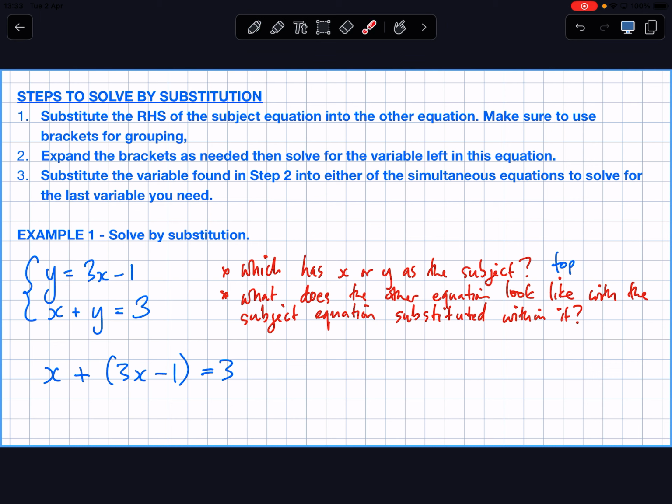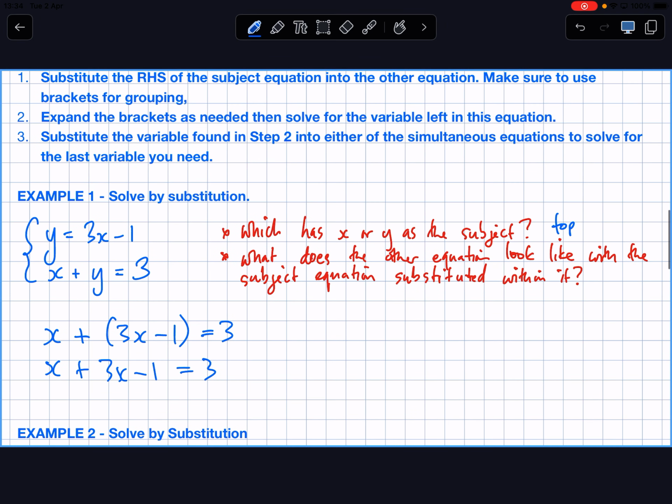The brackets don't do anything here, but it's important to use brackets for grouping, because if there was a minus sign there, that would stuff everything up, okay? So always use brackets for grouping just in case. According to BEDMAS, what does B stand for? Brackets. So I want to deal with the brackets first. Is there anything I can do with 3x take 1? No. So you can just remove it now. x plus 3x take 1 is equal to 3.